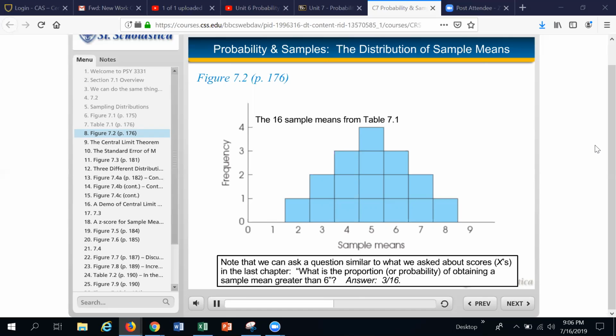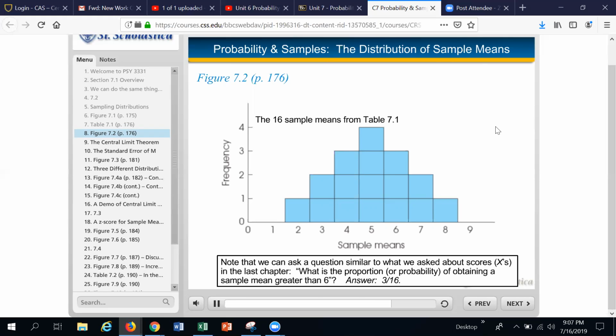For example, we could ask the question, what's the probability of getting a sample that has a mean of 8 from that population? The graph tells us pretty easily that that would be a probability of 1/16th, because there is only one sample mean of 8 that is possible of the 16 possible combinations of samples drawn 2 at a time.